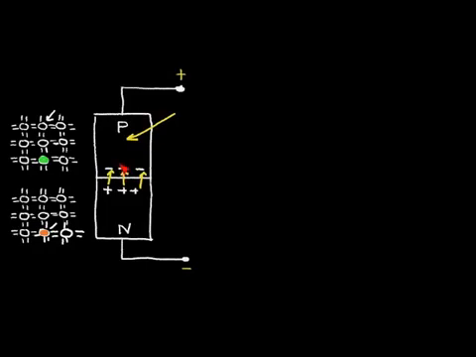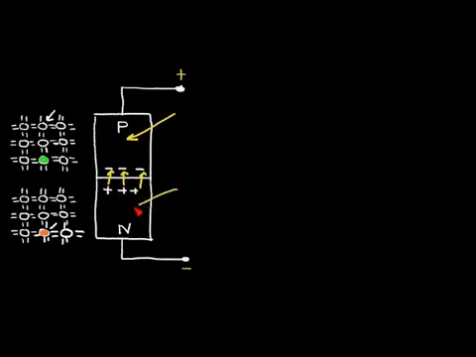But if an electron enters this electric field region from the p region, this electron will be pushed down by this electric field, and it'll be pushed into the n region.